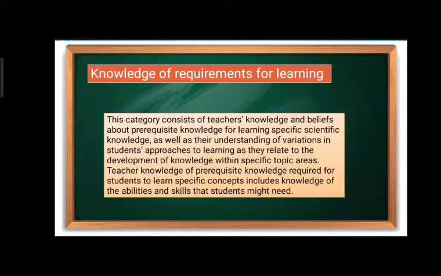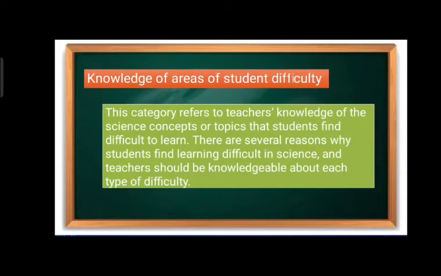Effective teachers are aware of students' differing needs and can respond appropriately. Knowledge of areas of student difficulty. This category refers to teachers' knowledge of science concepts or topics that students find difficult to learn. There are several reasons why students find learning difficult in science, and teachers should be knowledgeable about each type of difficulty.